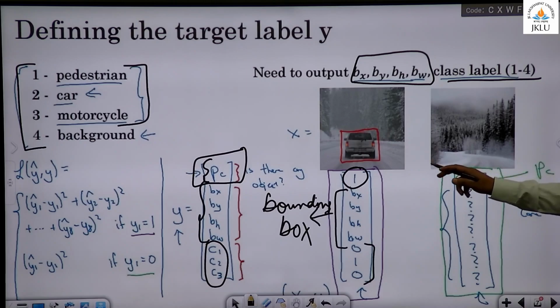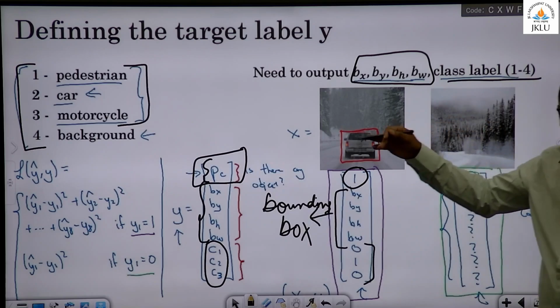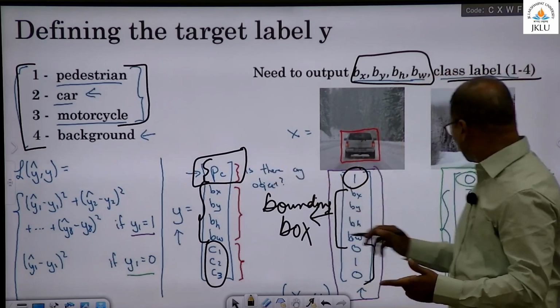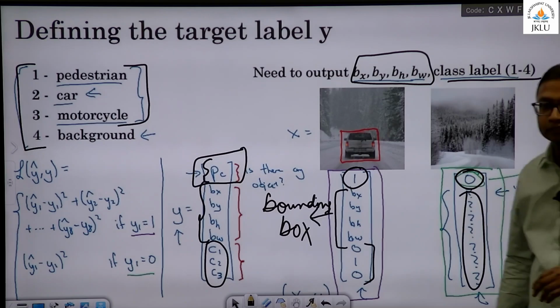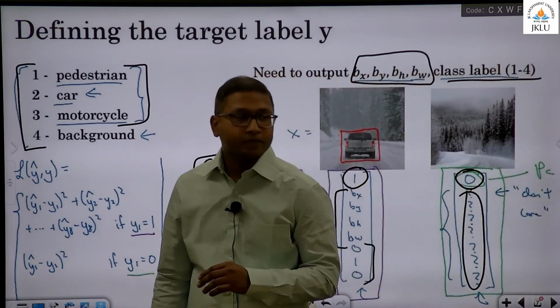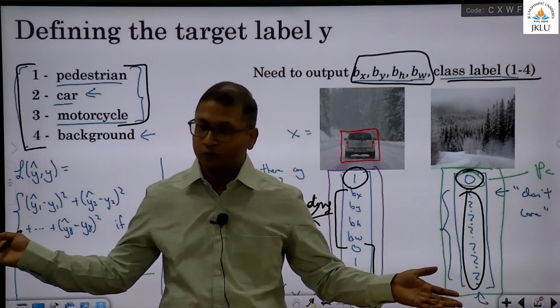PC is, so this first bit is PC. That means the probability of a class. So the probability of a class is 0. What are these question marks? If there is no class, I don't care what these values are.